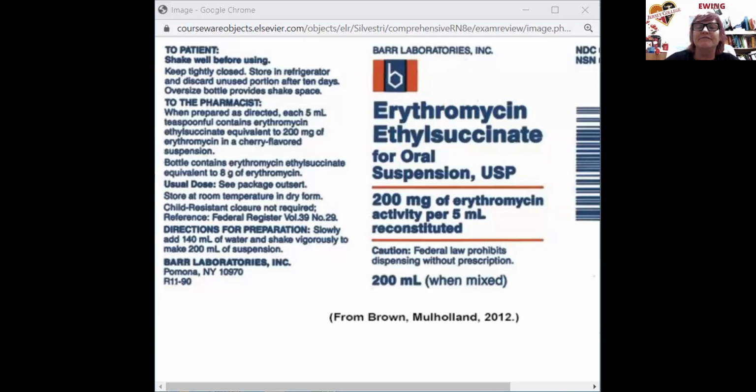Okay, so what we have is erythromycin, 200 milligrams of erythromycin activity per 5 mL reconstituted. So this is saying when we mix it up, what we're going to end up with is 200 milligrams per 5 mL. Okay, so that's our dose on hand.